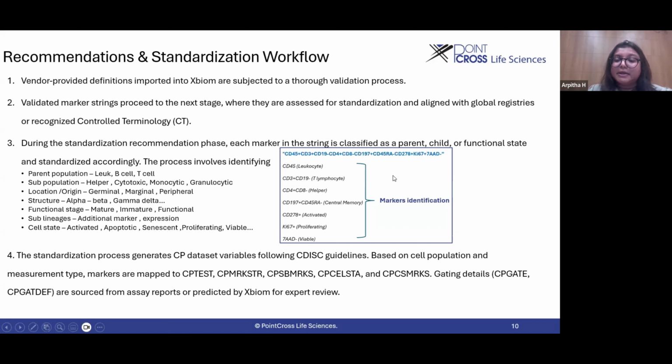Along with this information of identifying the markers and aligning to global registries, there are essential variables like the gating strategies, where the gate and gate definitions would be sourced from the assay validation report and also be recommended by the tool by identifying the lineage and predicting the possible gating strategies.